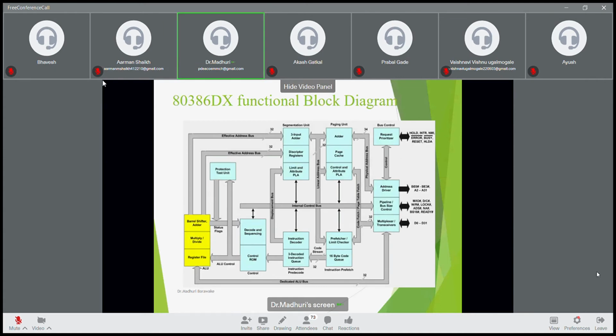Just read everything in your slide. I will give you 2 minutes to read it. Read the diagram very carefully.